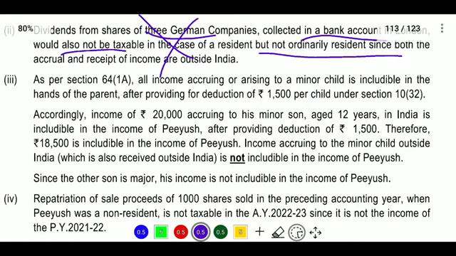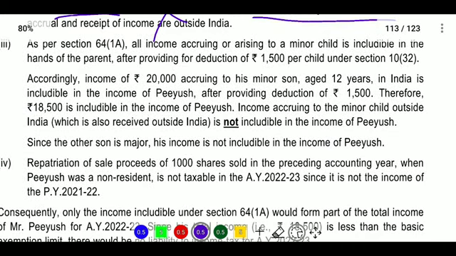Next, as per section 64(1)(a), all income accruing or arising to a minor child is included in the hands of the parent, after providing for deduction under section 10(32) of 1500 per child. According to this, the income of 20,000 accruing to his minor son aged 12 years in India is included in the income of Piyush after providing a deduction of 1500. Therefore 18,500 is included in Piyush's income.